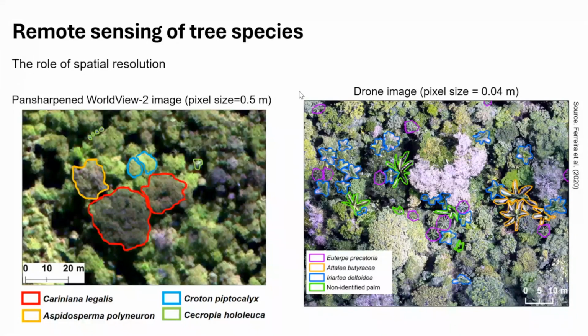It's a pansharpened version of the image in which we combined the panchromatic band with the multispectral bands. And this resolution is necessary to identify trees at the individual tree crown level. Once we have identified the crowns of the trees, the other main challenge is to identify the species. But for this purpose, we first have to identify the individual tree crowns.